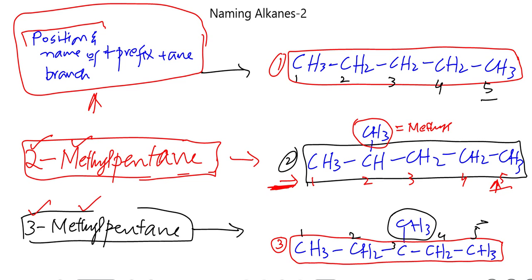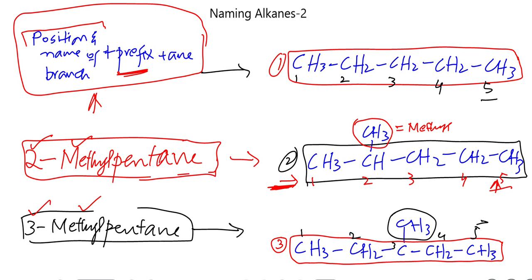So once you have done position and name of branch, then you go to prefix. Prefix is what? Total number of carbons. For example, 1 is meth, and you can see that in my first video. 2 is eth, 3 is prop, and 4 is but. So whatever is the total number of carbons, that gives you prefix.